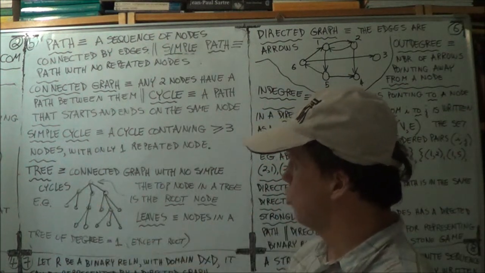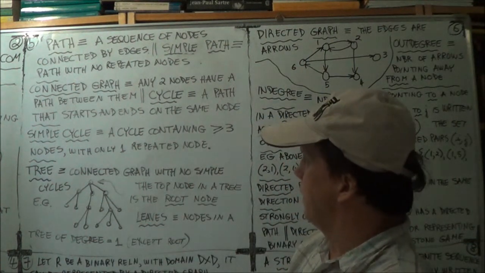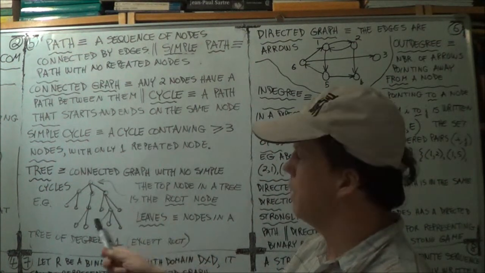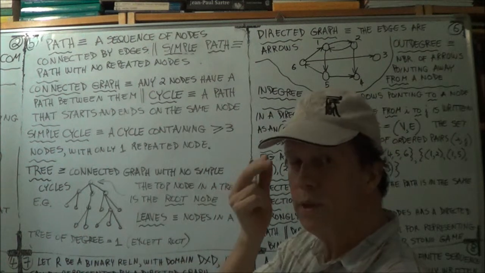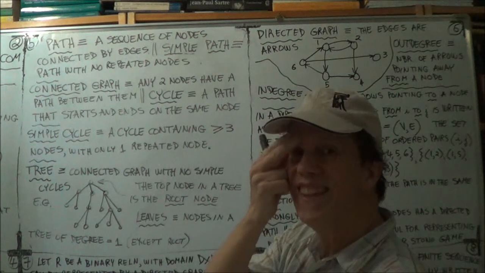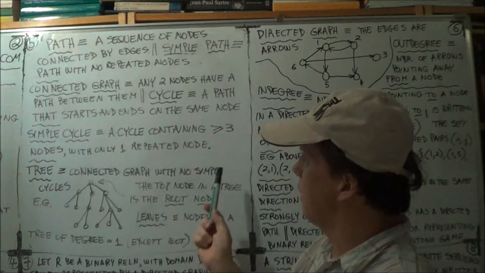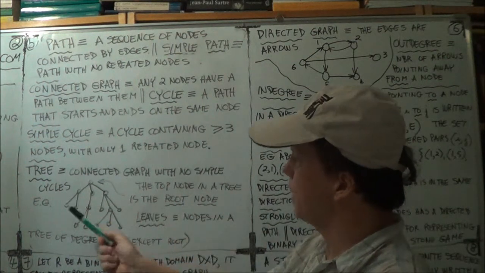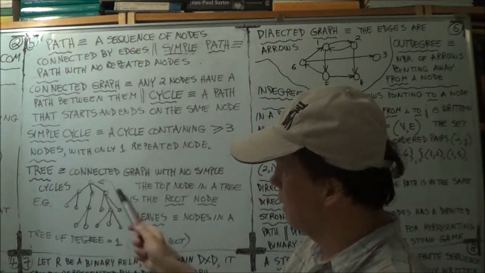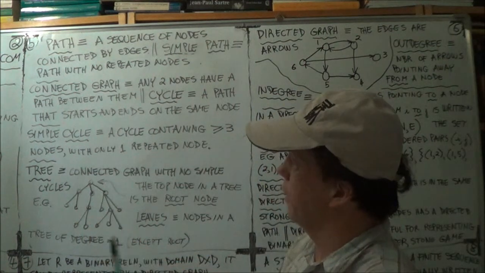Okay, a tree. What's a tree in the context of graphs? So it's a connected graph. Right? That means any 2 nodes, there's a path between them. There are no isolated nodes. There are no disconnected nodes. And with no simple cycles, like there's no looping. Right? So this is an example here of a tree in the technical sense in graph theory.